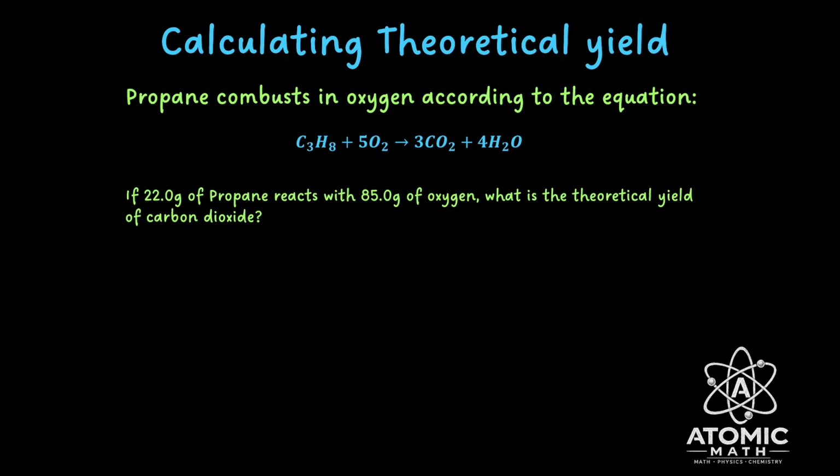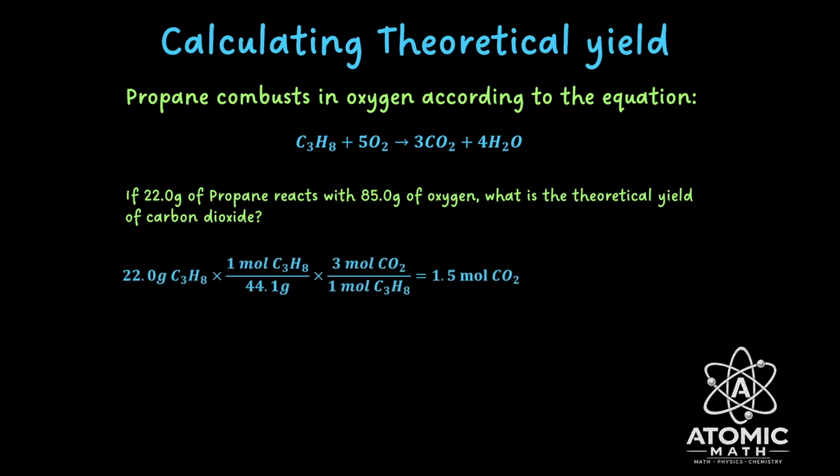It will help you from making mistakes, and you can make sure that you've got your units all canceled out, and that tells you that you've done it correctly. In this case, we're going to start with our 22 grams of propane. And I'm going to say, okay, well, 1 mole of propane is 44.1 grams. Now you can see that my grams are going to cancel, and I'll be in moles of propane.